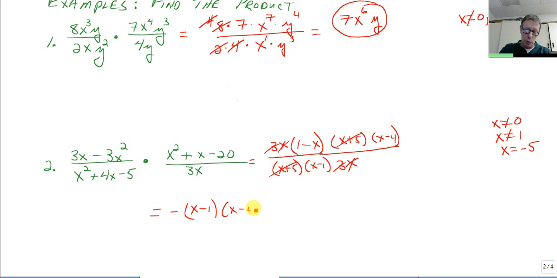Then I have x minus 4. And in the bottom, I have x minus 1. And now I can get the x minus 1s to cancel. So my actual answer is going to be a minus x minus 4.